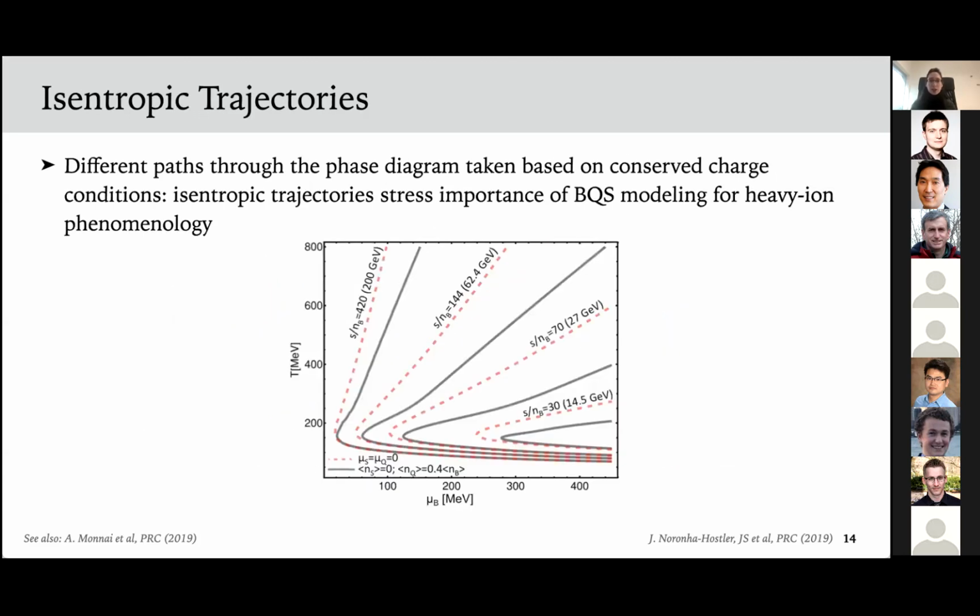So furthermore, what we could do is see how the paths through the phase diagram for a heavy ion collision are affected whenever we utilize these two different sets of conditions on the conserved charges. In this plot, I'm showing the so-called isentropic trajectories, which correspond to a fixed entropy per baryon number, where in the absence of dissipation, this is essentially the path of the heavy ion collision system through the phase diagram. The red dotted line is the one for vanishing chemical potentials, and the gray solid line is for strangeness neutrality. What we can see from these different curves for different beam energies is that they have vastly different initial conditions in the phase diagram. So this stresses furthermore that we need to have the correct constraints on the conserved charges in order to model heavy ion collisions.